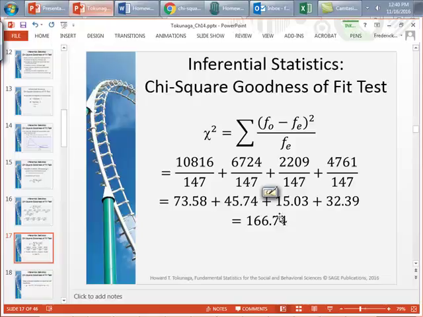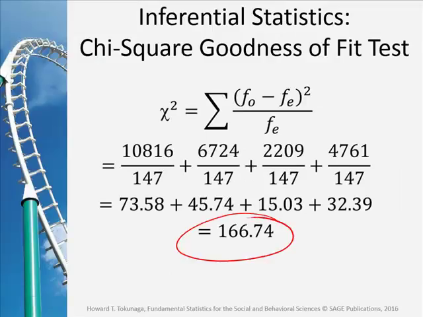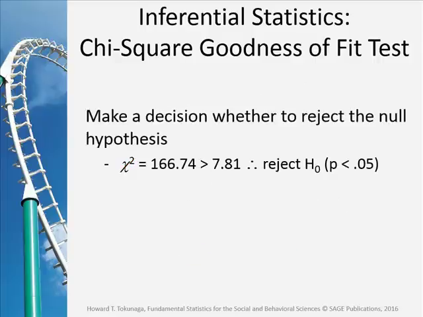The chi-squared for this example was 166.74. Is that greater than 7? Yeah. So our chi-squared of 166.74 is greater than, remember the alligator always eats the bigger thing, 7.81. Therefore, that's what the 3 dots stand for, therefore, we reject the null hypothesis at the 0.05 level.